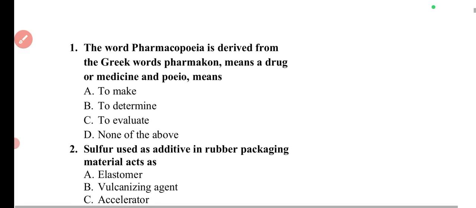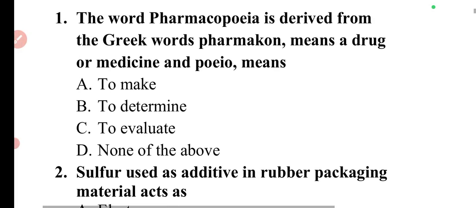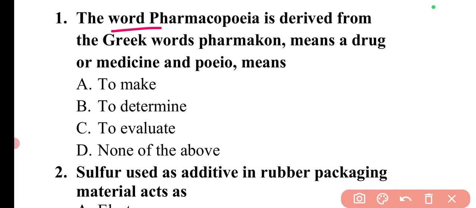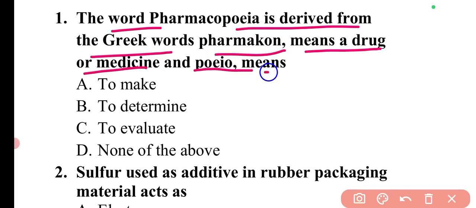So let's start with the first question. The word pharmacopoeia is derived from the Greek words pharmakon, which means a drug or medicine, and poia means. Options are to make, to determine, to evaluate, or none of the above. And the correct answer is option number A, to make.